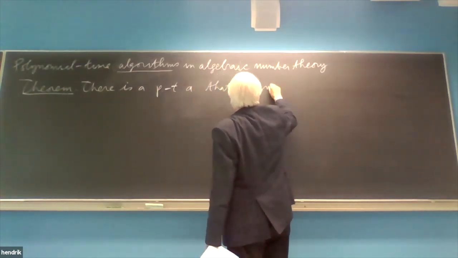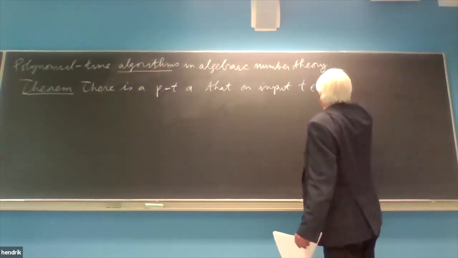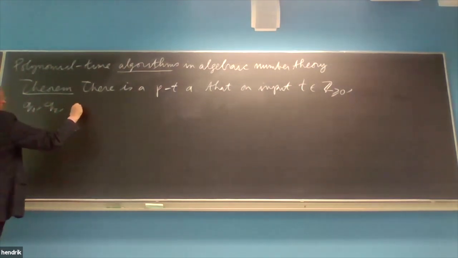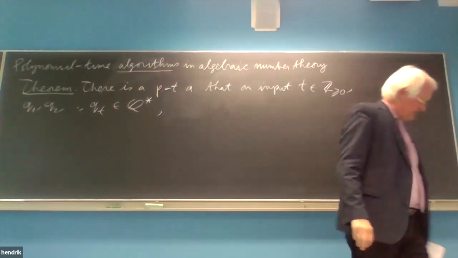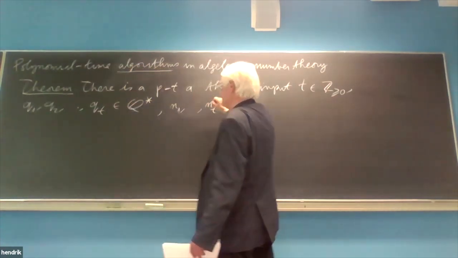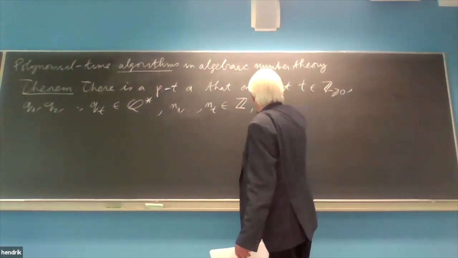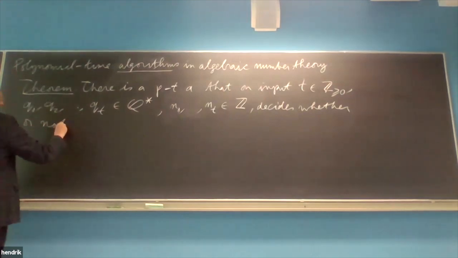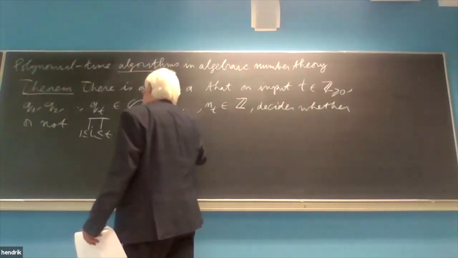Well, it receives a certain input, and the input is a sequence of non-zero rationals. So the length of the sequence is a number t, and these numbers are represented typically in binary, and then there is a sequence of t non-zero rational numbers, and you may specify them by a sign as well as a numerator and a denominator, and then you have some exponents, n1 through nt, another sequence, and they are integers, and this is the input, and the output is a single bit. It decides whether or not this power product, the product from 1 to t of qi to the ni, is equal to 1.